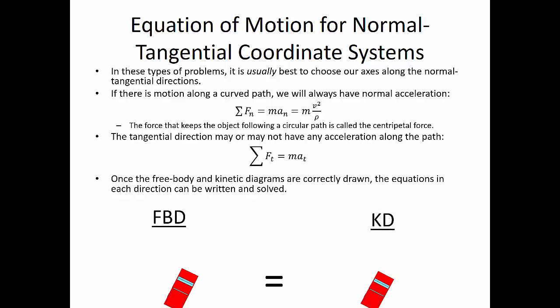Here's an example. Maybe we have our car that's going around that circular path. We draw in our coordinate systems for our free body and kinetic diagrams, and then we can label those with forces. In the normal direction, the sum of the forces, which is our centripetal force, is equal to our mass times the acceleration in the normal direction. In the tangential direction, we draw our forces on the free body diagram and our mass times acceleration in the tangential direction on the kinetic diagram. Then we can set up the equations and solve the problem.